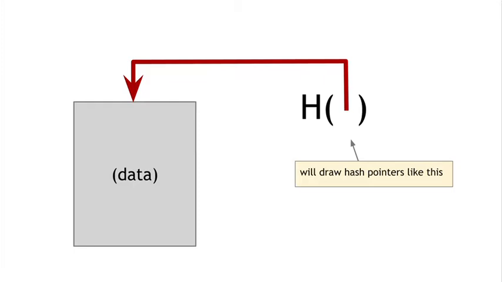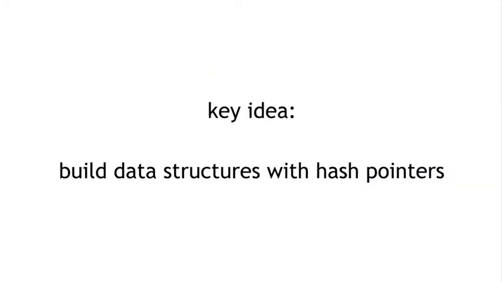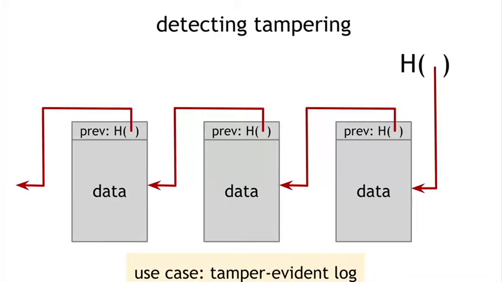when we last saw it. And we can take hash pointers and use them to build all kinds of data structures. A key idea here: take any data structure, a linked list, a binary search tree, or something like that, and implement it with hash pointers instead of pointers as we normally would. For example, here's a linked list that we've built with hash pointers. And this is a data structure that we're going to call a blockchain.